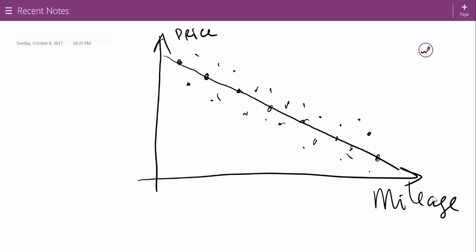Now, let me ask you this question, ladies and gentlemen. If I have, let me start a new page. If I have 2 points, kind of talking about overfitting actually, right?